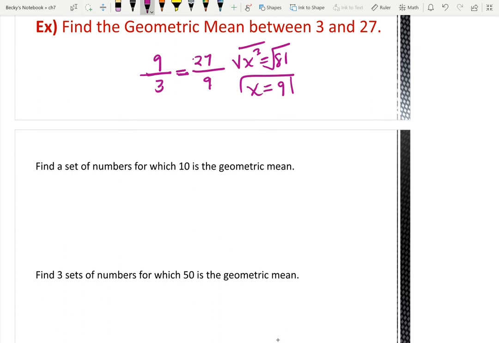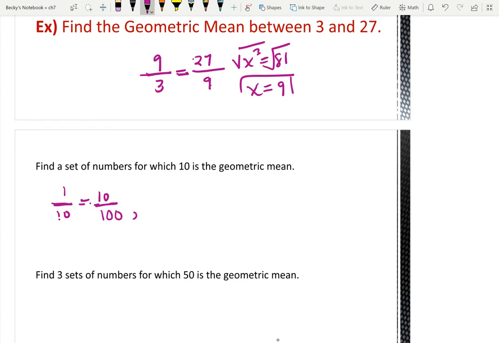Okay, now for the next one, it says find the set of numbers for which 10 is the geometric mean. Okay, so let's make our fraction. 10s go this way. So 10 times 10 is 100. So really, we just need a combination that multiplies to give you 100 that goes in the other direction. So really, is it 1 times 100? Doesn't that work? Because 1 times 100 is 100.